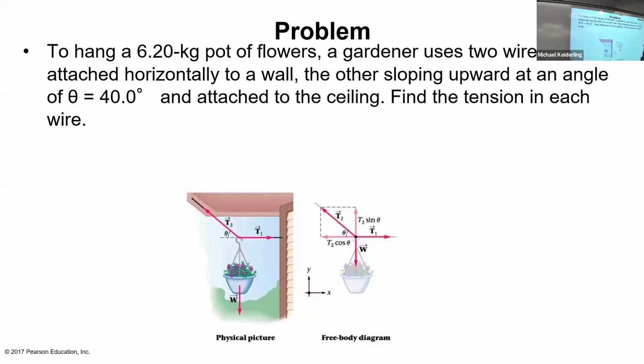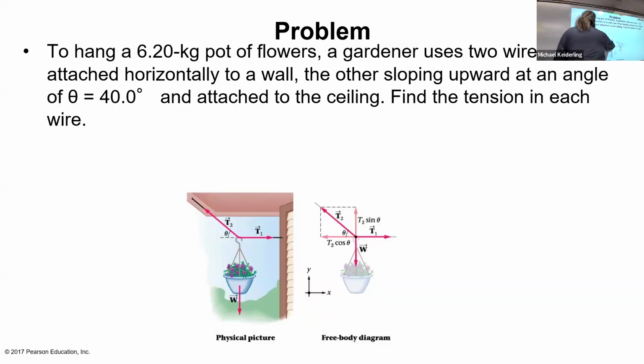So here we have a pot of flowers. To hang a 6.2 kilogram pot of flowers, a gardener uses 2 wires, one which is attached horizontally to the wall, and the other which is attached at an angle of 40 degrees from the horizontal to the ceiling. And we want to find the tension in each wire.